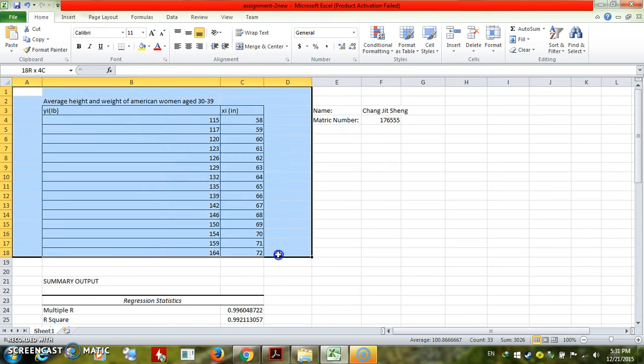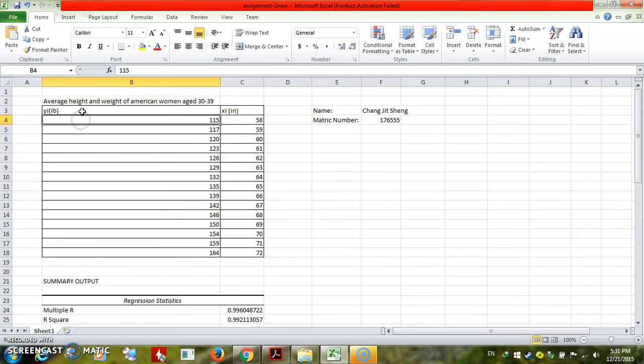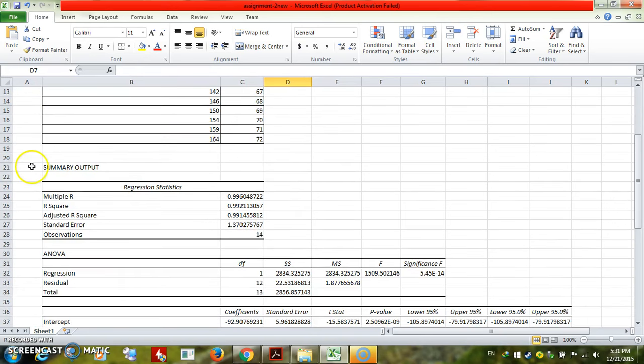And this is the data that I obtained from the previous example. The Y is the data for weight, and the X is for height. And we look at here.